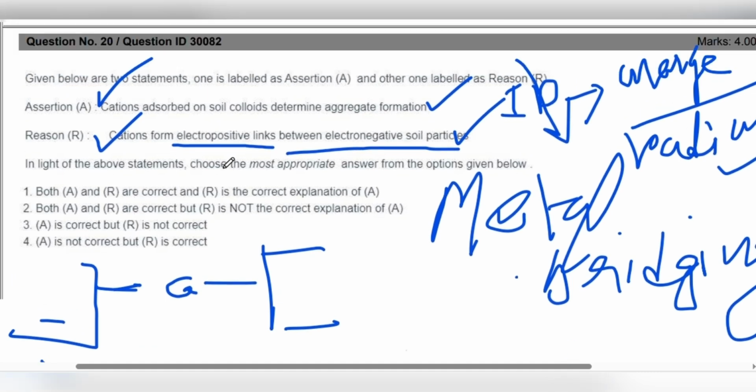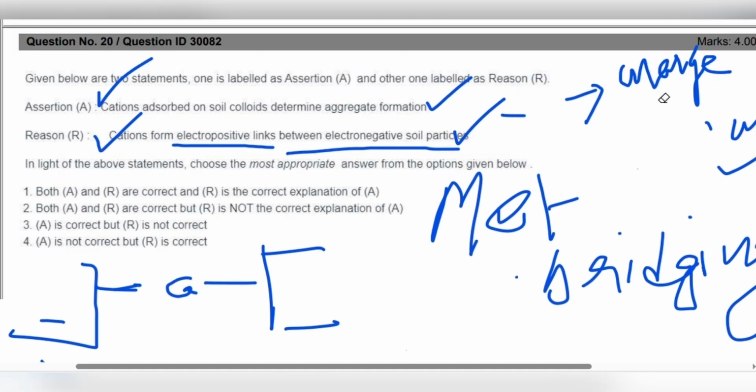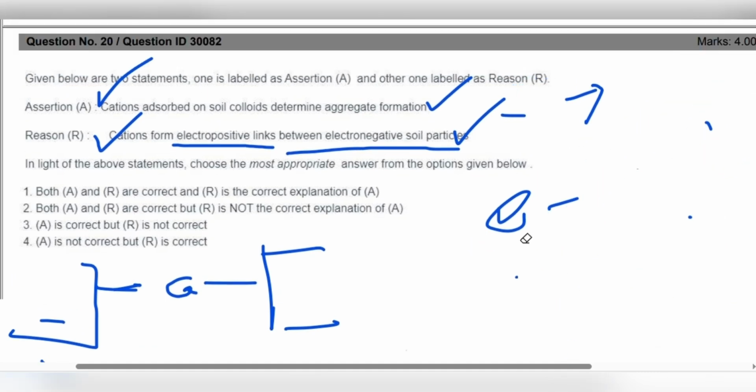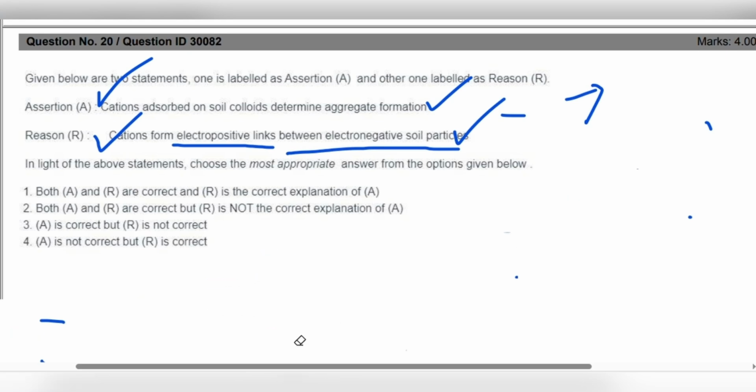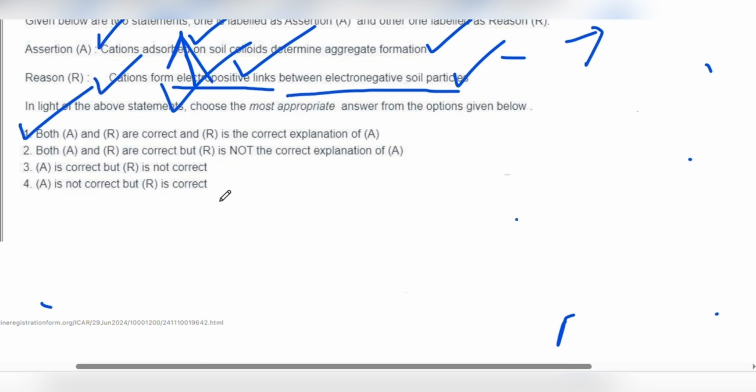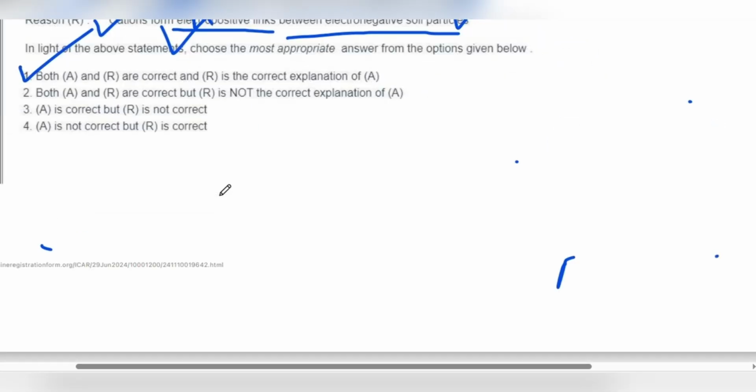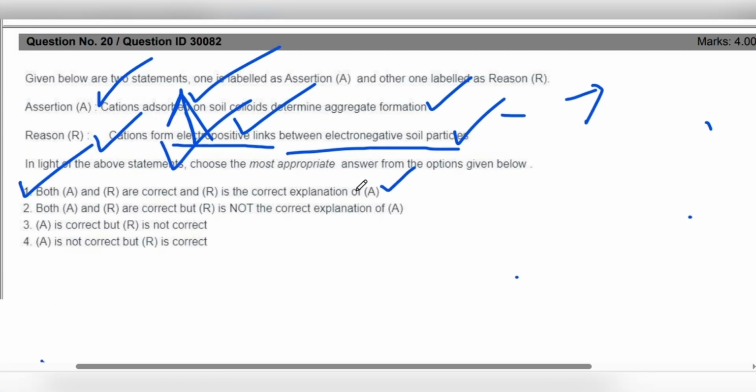So here, let's come back to the question. We have discussed a lot about the concept here. Coming back to the question, we can see that cations adsorbed on soil colloids determine aggregate formation. True, because cations form electropositive links between electronegative soil particles. This is also true and this is a correct explanation. So the option will be 1: both A and R correct, and R is the correct explanation of A. Fine. This was a nice and easy question. Let's move on to the next one.